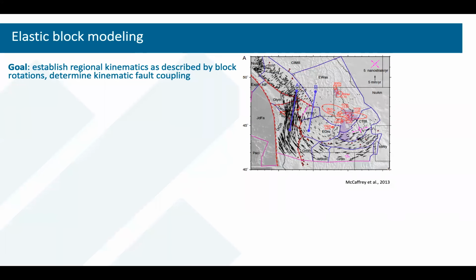So next I'm going to talk about some of the modeling that we do to understand these velocities. A common approach is to discretize the crust into rigid blocks that rotate relatively independent of one another, except that they can interact along their boundaries where we prescribe faults. So we assume that these are rigid rotating blocks that can only accumulate elastic strains along their boundaries. This helps us to establish a regional kinematic frame in which to look at the individual velocities.